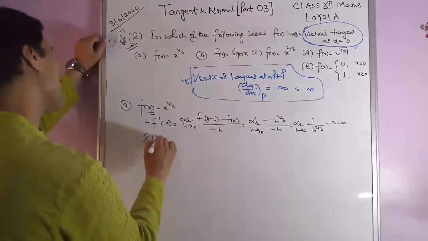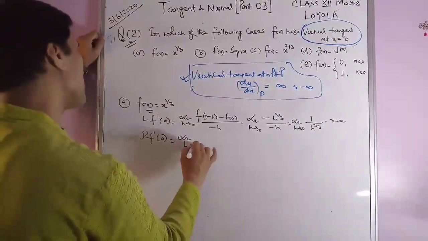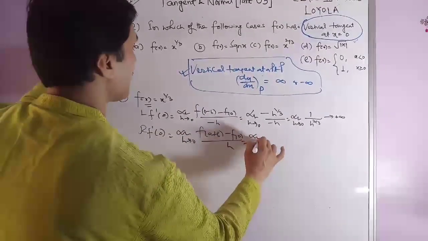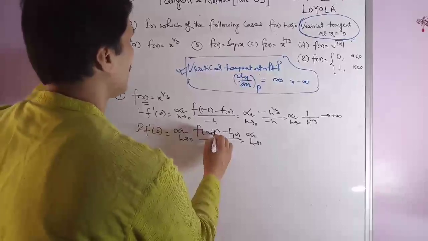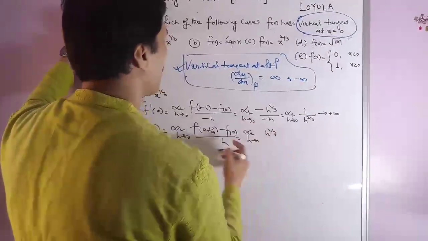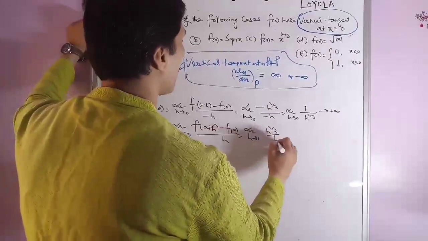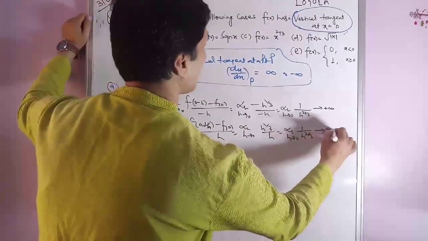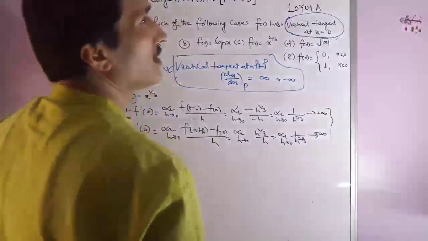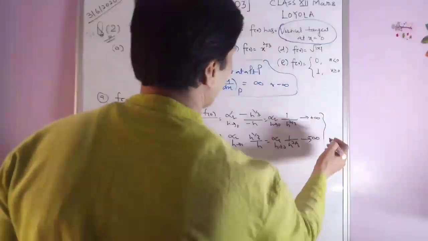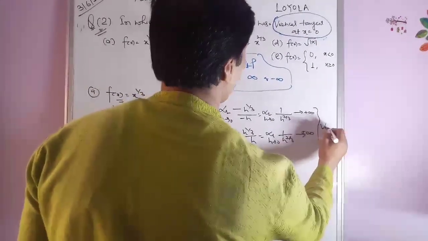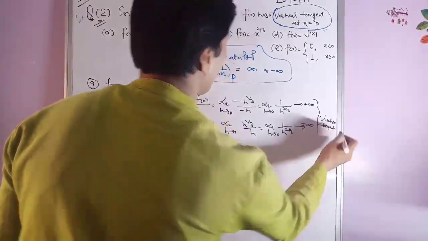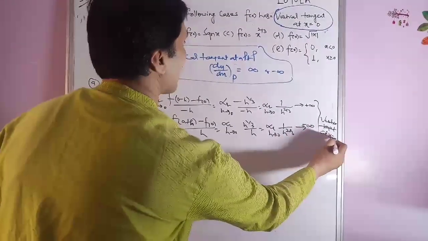Similarly, the right hand derivative R f dash 0 is the limit as h tends to 0 of f of 0 plus h minus f of 0 upon h, which is the limit of h to the power 1 by 3 upon h, that is h to the power minus 2 by 3, again this tends to plus infinity. Here both tend to plus infinity. This implies a vertical tangent at x equal to 0.